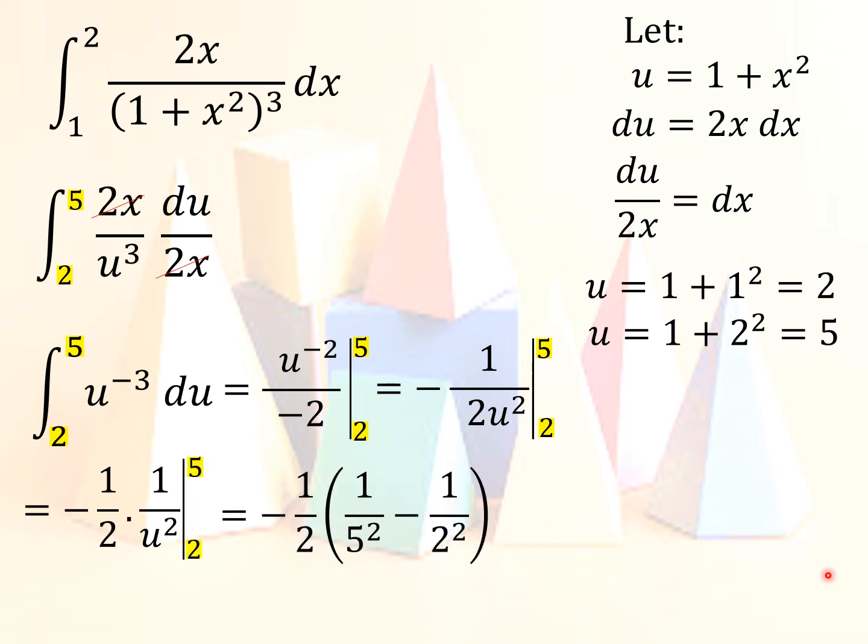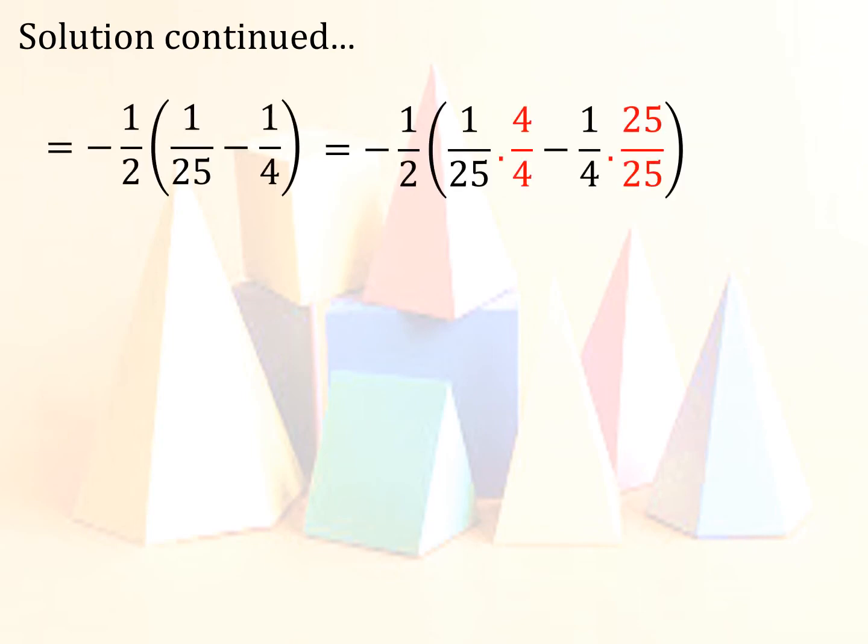Now we are ready to substitute. So it is equal to negative 1 half times 1 over 5 squared, the upper limit first, minus 1 over 2 squared, the lower limit. So simplifying further, we have negative 1 half times, 5 squared is 25 and 2 squared is 4. So we have 1 over 25 minus 1/4, which is equal to, so we are going to multiply 1 over 25 by 4 over 4 and then 1/4 by 25 over 25.